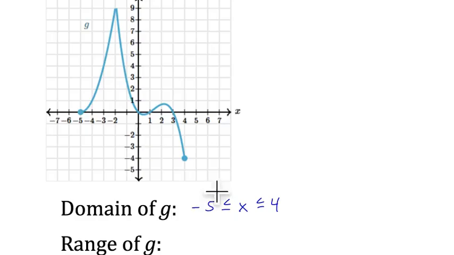Now for the range, we're going to look at the y values that this graph uses. The lowest y value is -4, and it uses all these y values all the way up to +9. There's the highest point right there. So we could say that the range of g are the y values between -4 and +9.